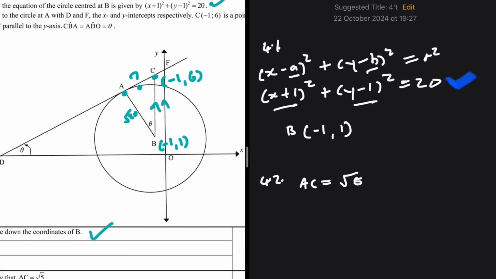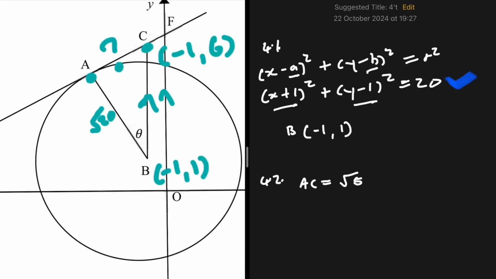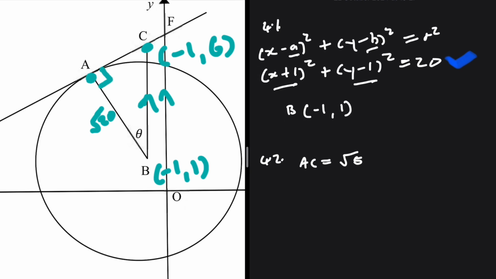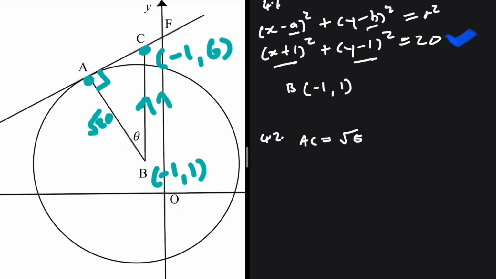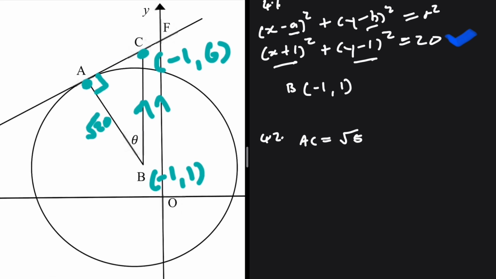BA is a radius, DF is a tangent. So the radius is perpendicular to the tangent, which means that here we have an angle of 90 degrees. If we have an angle of 90 degrees, we can use the theorem of Pythagoras, obviously. So we just need to calculate the length of CB. Obviously, we can use the distance formula, but CB is a straight line going up. It should be easy to actually deduce the length of CB without using the distance formula.